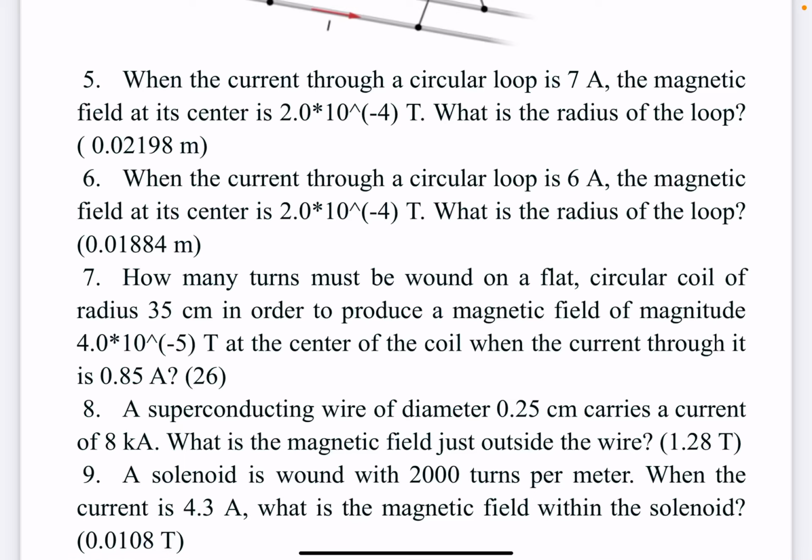So here you have problem number 5. When current throughout a circular loop is 7 amperes, magnetic field at its center is given. What is the radius of the loop? Now this time is different structure. This is problem number 5.